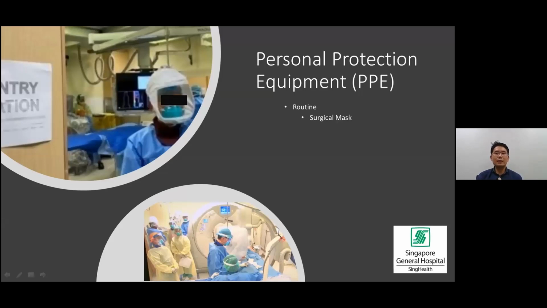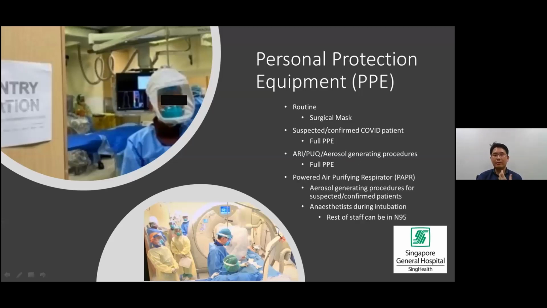PPE, now routinely for everyday work, we are on surgical masks. When we do suspected and confirmed COVID patient, we're in full PPE. This just changed recently. So for those patients with acute respiratory infections, as well as patients under quarantine, these are high suspect patients in the hospital, and aerosol generating procedures, we're on full PPE now. Aerosol generating procedures are like intubation, as well as NG tube feeding, some things that the patients can cough and provide a lot of aerosol.